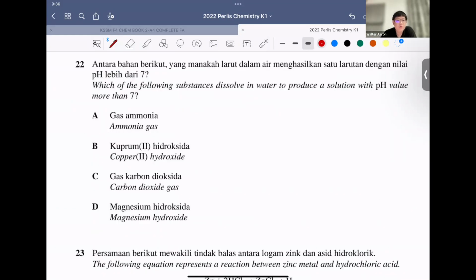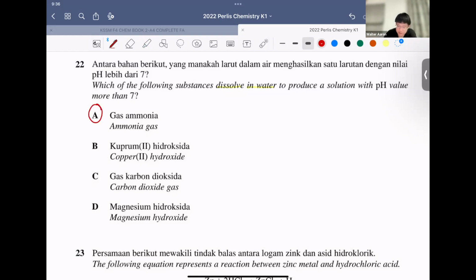For number 22, which of the following substances dissolve in water to produce a solution with pH value more than 7? If it's a pH value more than 7, means it must be something of alkaline characteristics. So in this case here, the substance must be able to dissolve in water to be able to produce a solution with a pH value of more than 7. More than 7 basically means an alkaline substance in this case, right? So for 22, I would say the answer is ammonia gas.